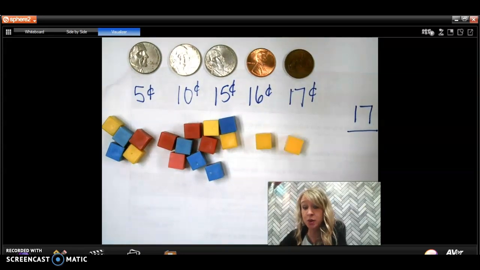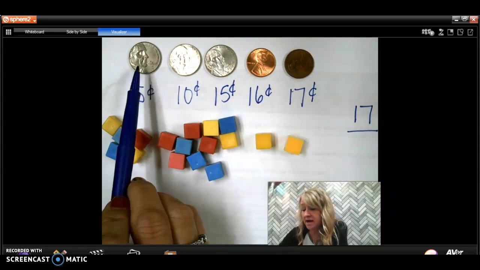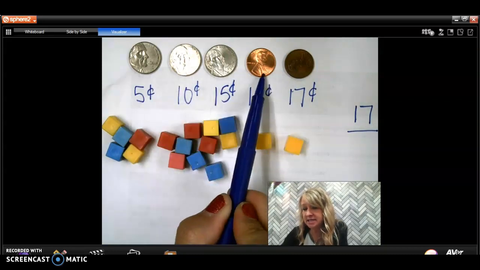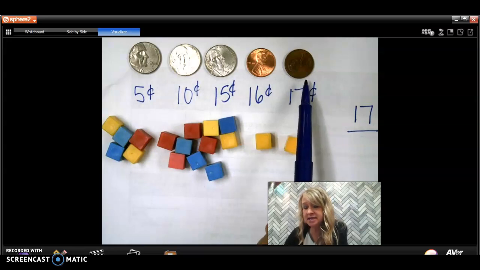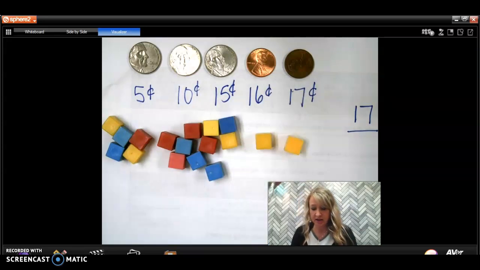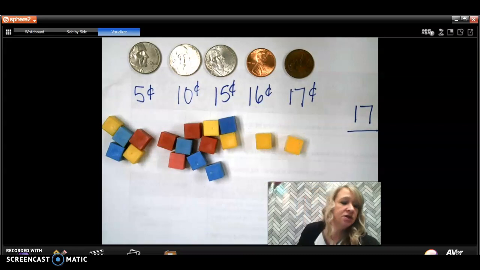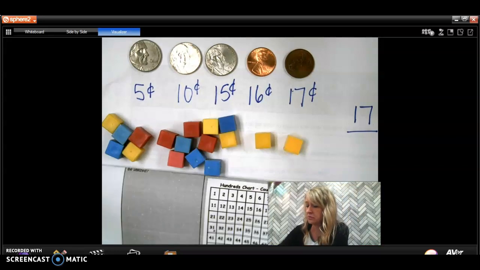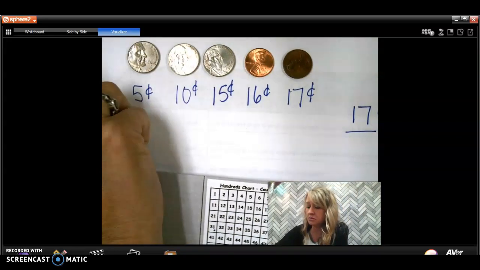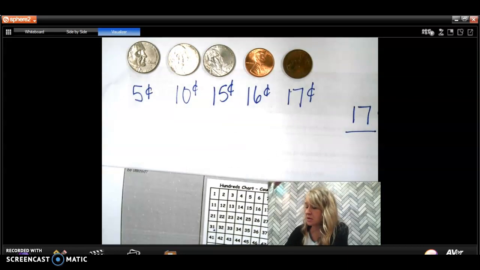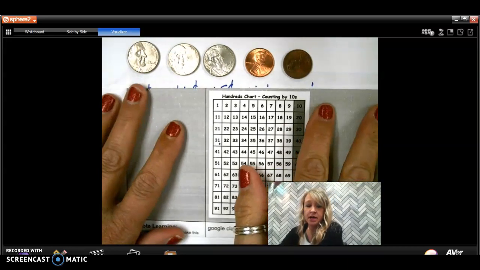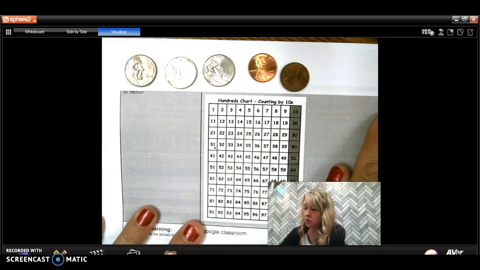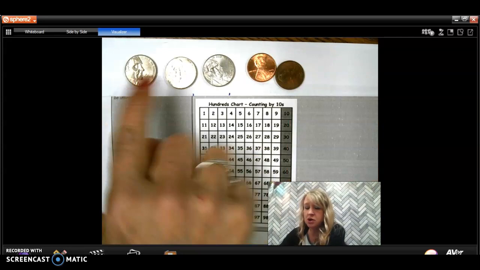Let's count the coins together. 5, 10, 15, 16, 17. 17 cents. Very good. Now let's use our 100 chart again. Now we're not counting by tens this time. What are we counting by? 5s and 1s. So we are going to have to start with what number?